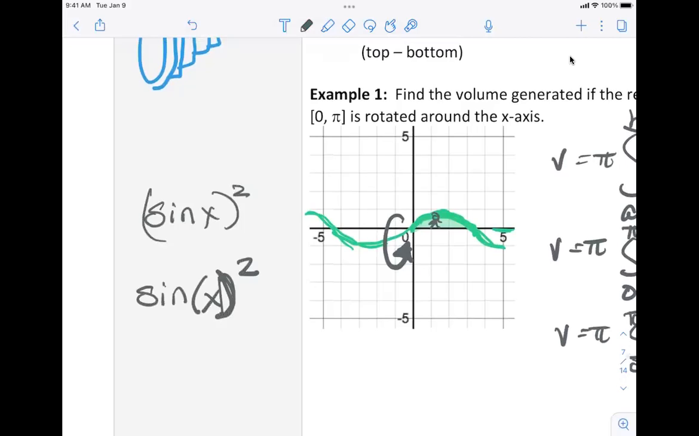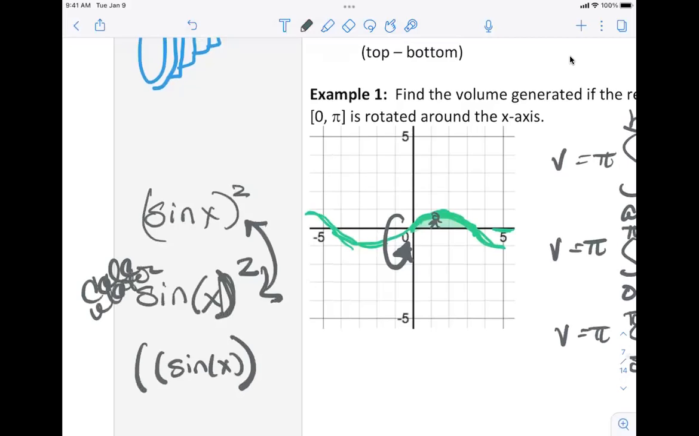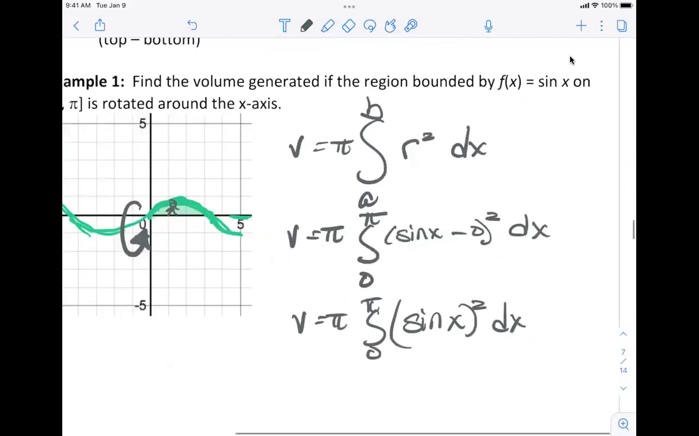And then if you square it, in your calculator, these two things are the same. You can also just give it an extra set of parentheses, which sometimes is nice. Sine of x, close the sine, square it, and then you have the end of your integral. So it's up to you, but you won't be able to put the 2 right on the sine. It doesn't work that way.